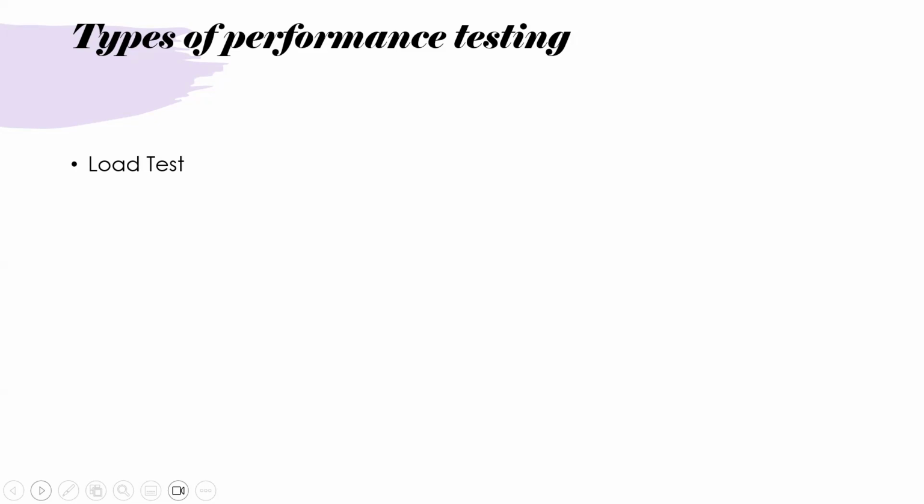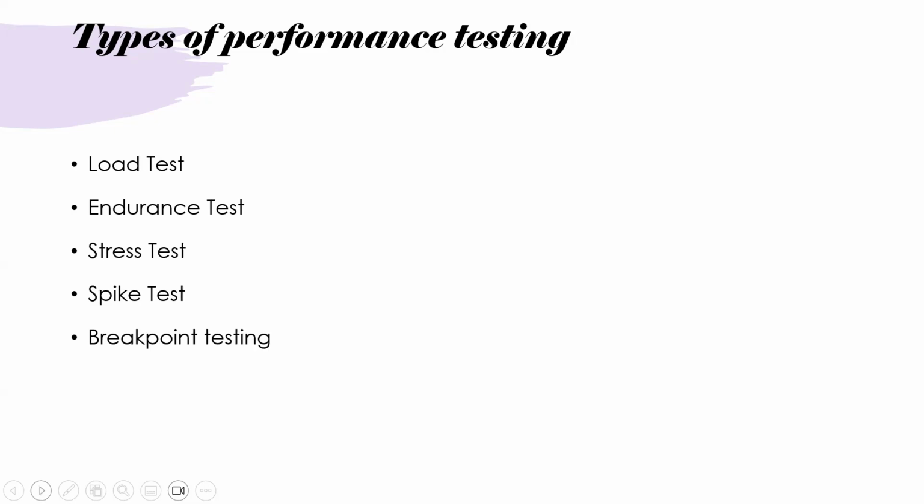Let's see what else we have. We have endurance test, we have stress test, that is one type of performance test. We have spike test, we have point test. Also, we have volume test. These are the different types of performance testing. There are some other testing types also available, but these are the main ones. So let's actually try to understand each one of these and get a proper understanding.